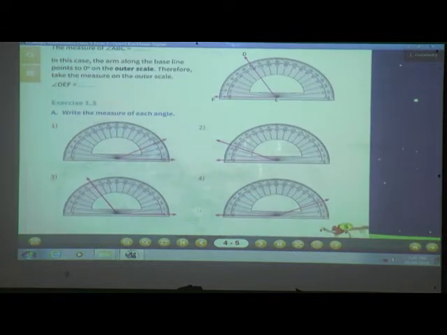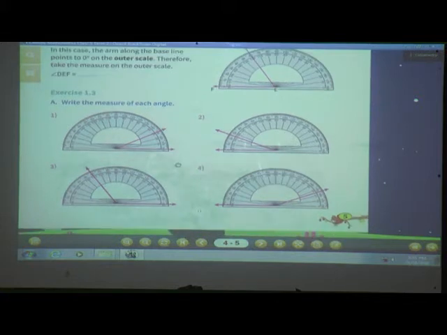See students, write the measure of each angle. Exercise 1.3, write the measure of each angle. First one, see they have given here some figures.